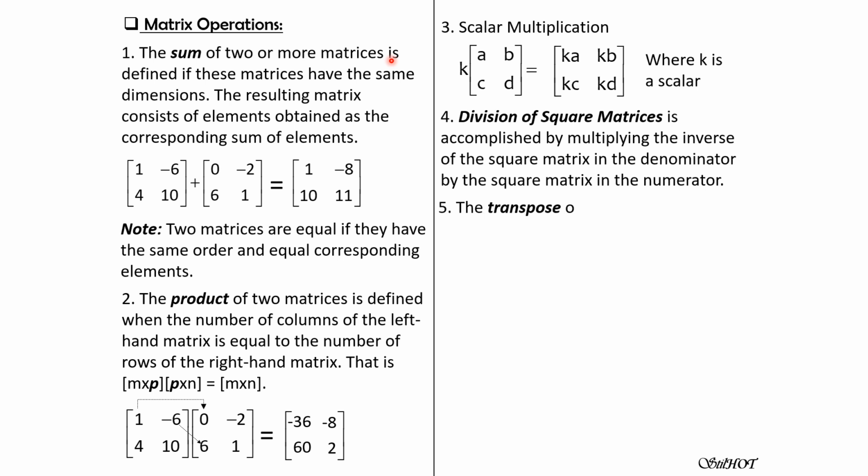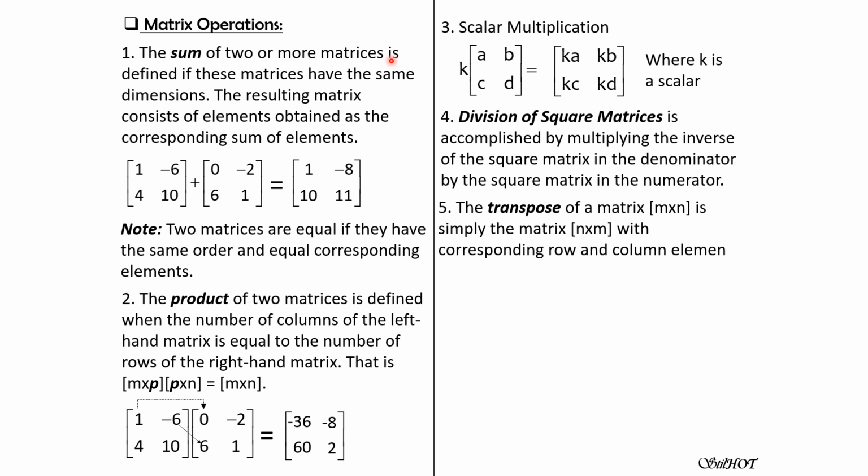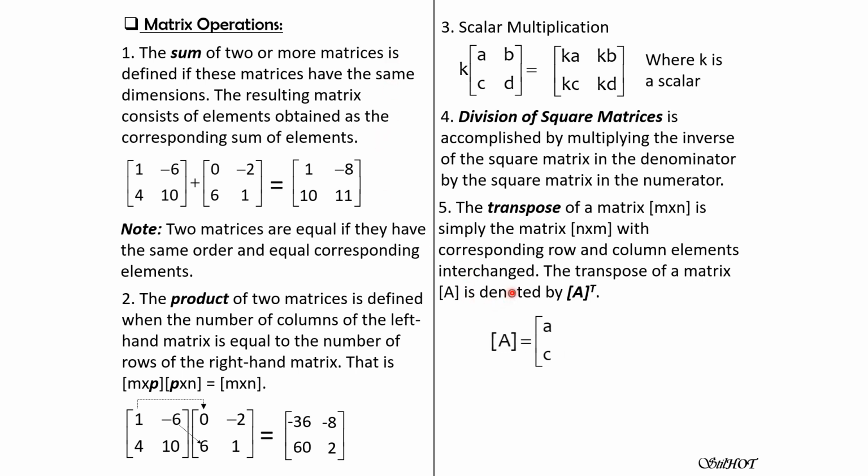The transpose of a matrix M by N is simply the matrix N by M with corresponding row and column elements interchanged. The transpose of a matrix A is denoted by A transpose, like this symbol there. So for example, you have A with elements a, b, c, d: row 1 elements a, b, row 2 c, d. Row 1 becomes column 1, row 2 elements become column 2 in its transpose.